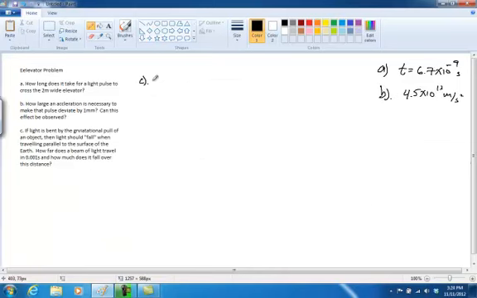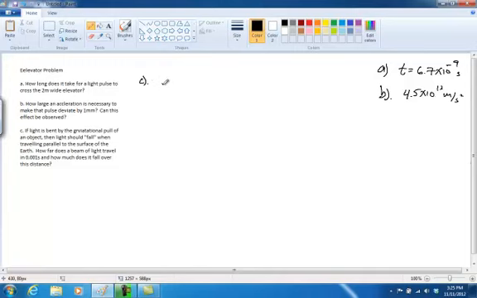Part C says, if light is bent by the gravitational pull of an object, then light should fall when traveling parallel to the surface of the Earth. How far does a beam of light travel in 0.001 seconds, and how much does it fall over this distance? Okay, well, the first thing we want to know is exactly how far is a beam of light going to travel during this time frame.